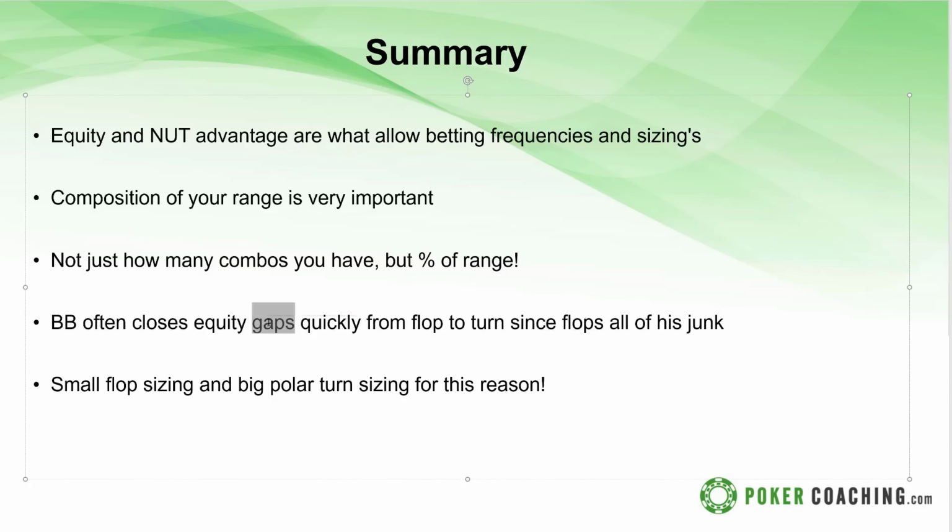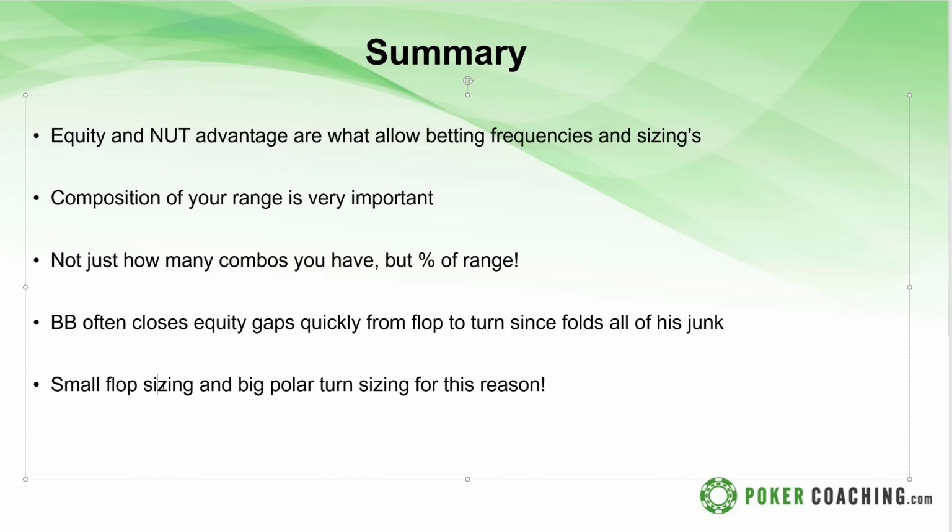And then this is the second biggest point. This is the second biggest takeaway. The big blind often closes the equity gaps quickly from the flop to the turn since he folds all of his junk on the flop. So, point number 2, the big blind, as in every example here, got to basically even equity on the flop because he folded all of his junk hands on the flop.